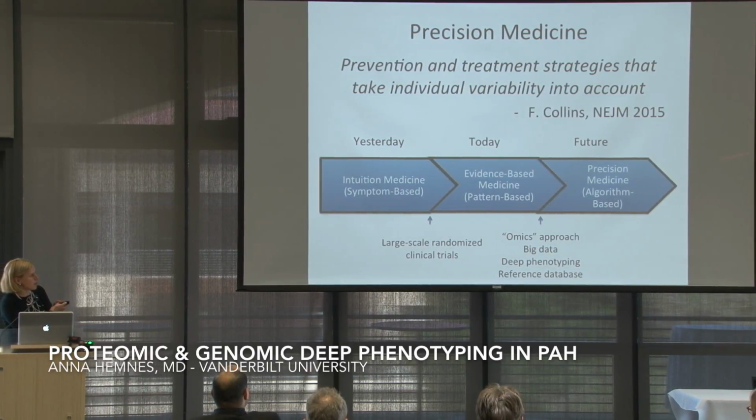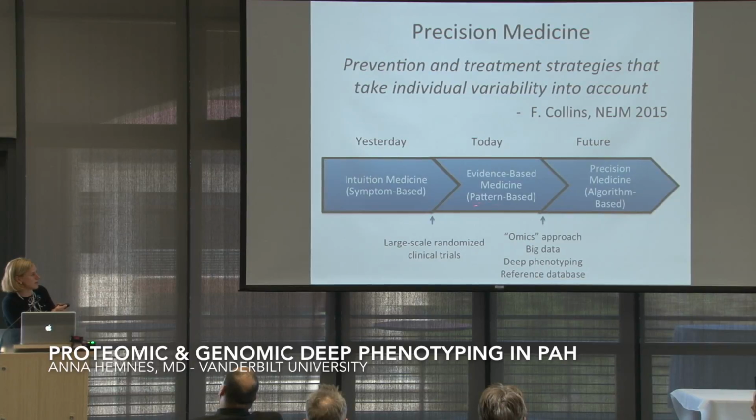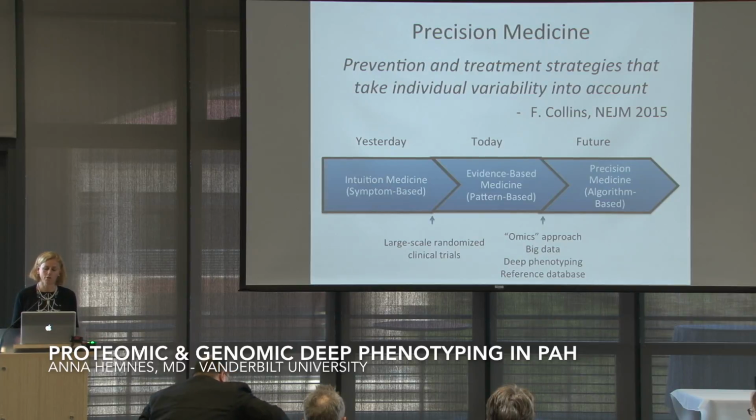Then we learned through clinical trials that we could do evidence-based medicine, and this is pattern-based. So you see ST elevation MI on the EKG, you have a positive troponin, you give the patient aspirin, and their outcomes are better. So it was through large-scale randomized clinical trials that we got to the point where we could do evidence-based medicine. But the future really is precision medicine, and is going to be algorithm-based, and it's going to be matching a specific drug to a specific patient. And in order to get to this, what we need is omics, which we've talked a lot about collecting and analyzing today. We're going to need big data, deep phenotyping, and a reference database that includes patients and patient samples from all over the world.